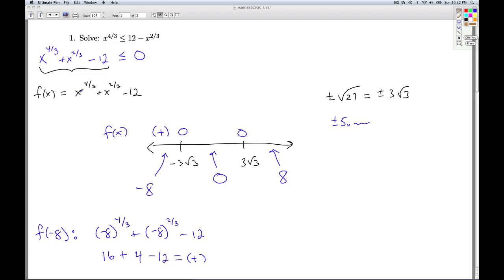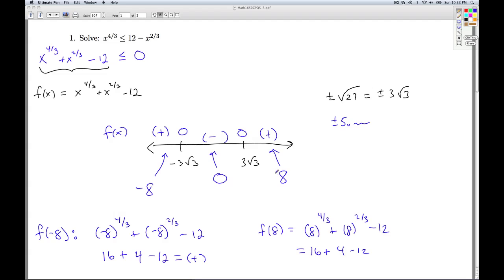You plug 0 in. 0 to any power is 0. So we get a negative 12 out, which makes it negative. And then I plug the 8 in. Well, this is another example of where we're going to have an even function, because you take the cube root of 8 to the 4th power, you're going to get the same thing as you got over here, because 2 to the 4th is 16, 2 squared is 4, minus 12. f of x is actually an even function, so we're going to get the same positive number out here that we got at negative 8.